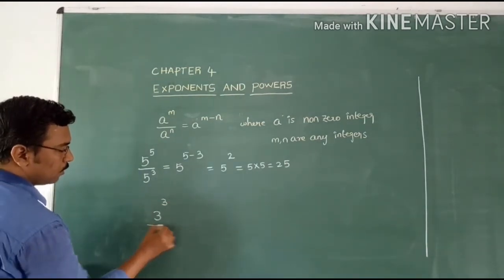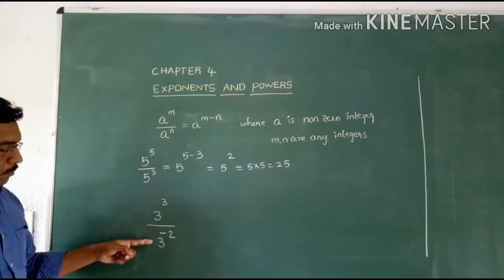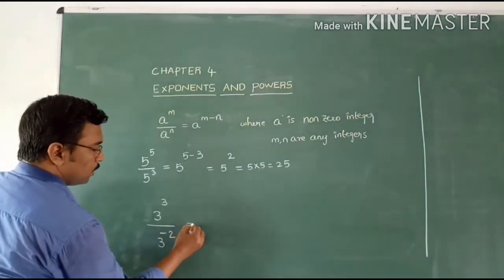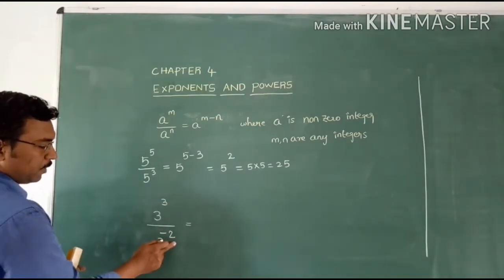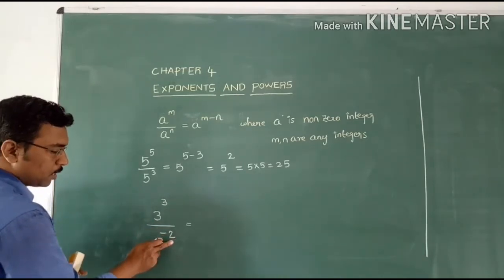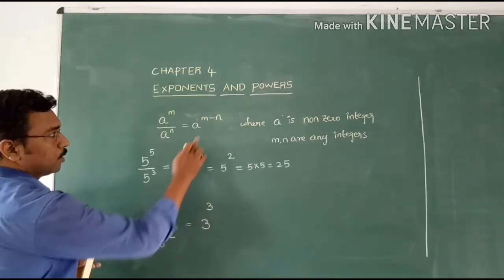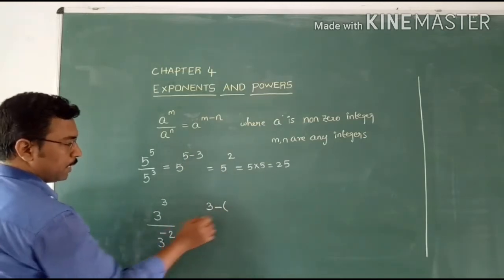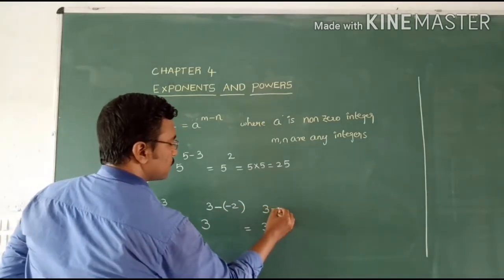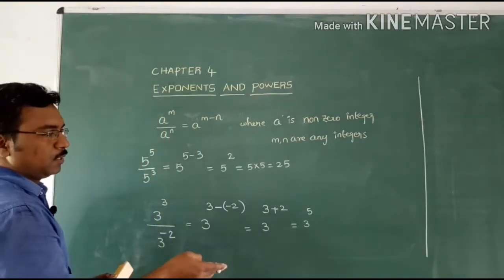See, 3 power 3 by 3 power minus 2. Negative exponent in the denominator. So no problem. This is also in the form of a power m by a power n. Here m is the positive integer 3. Here n is the negative integer minus 2. We apply the formula: 3 power m minus n, 3 minus of minus 2. So 3 power 3 plus 2, 3 power 5. So 3 power 5 is 3 into 3 into 3 into 3 into 3.